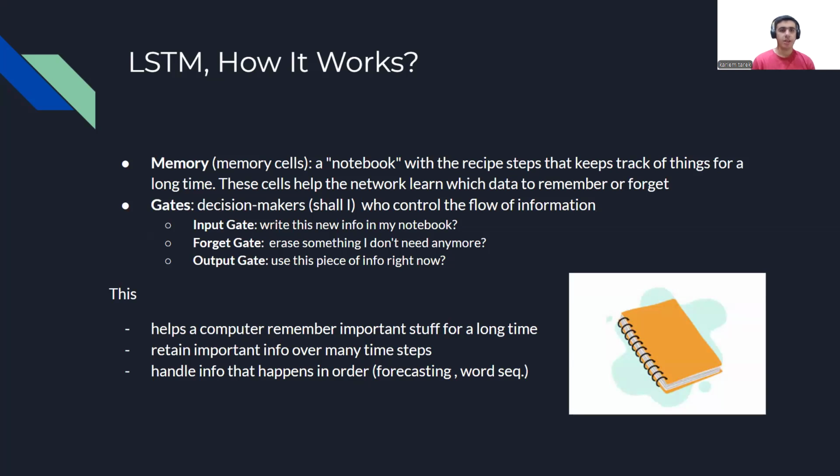For example, it has an input gate that asks the question of, shall I write this new information in my notebook? The forget gate asks, shall I erase something I don't need anymore? And the output gate asks, shall I use this piece of information right now? This helps a computer remember important information for a long time and retain important information over many time steps. It also handles information that happens in order, like time series forecasting and word sequence.